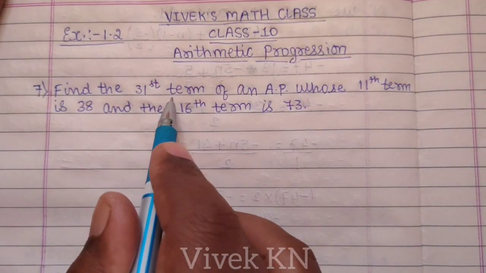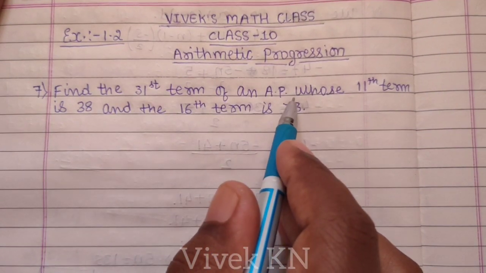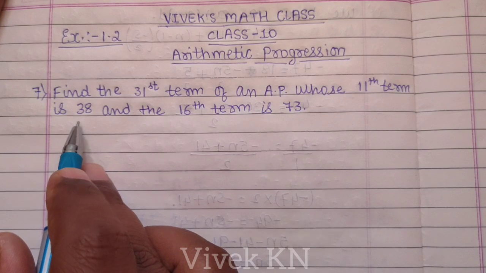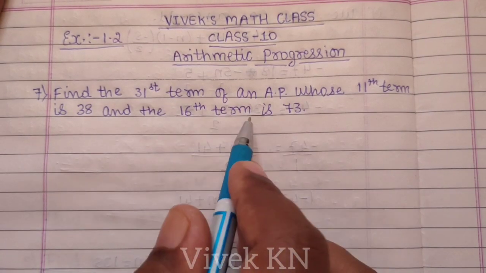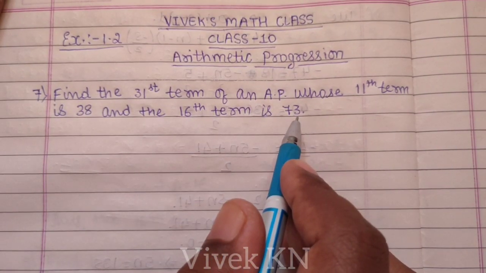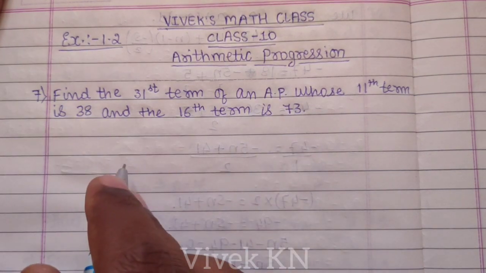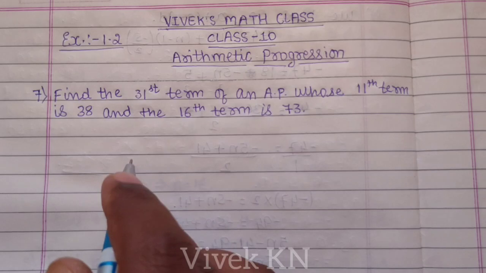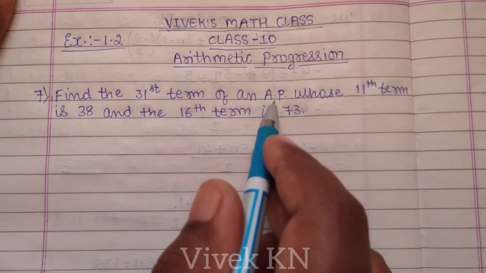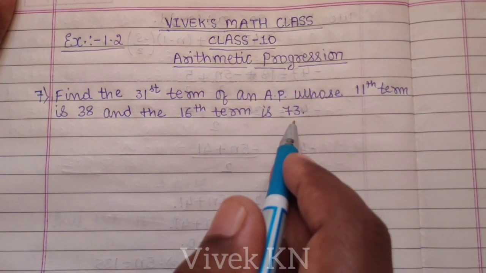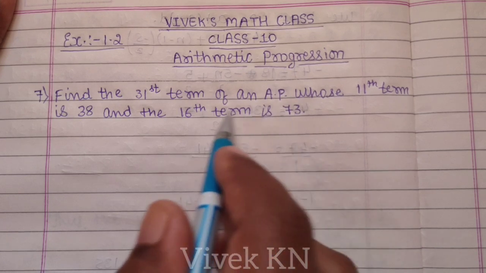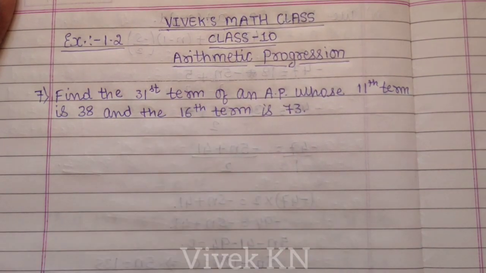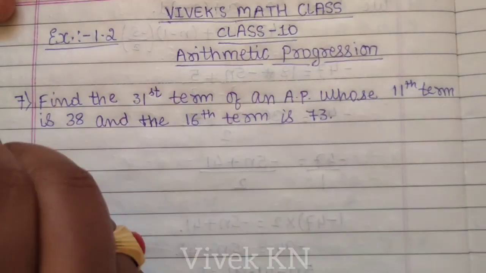Find the 31st term of an arithmetic progression whose 11th term is 38 and the 16th term is 73. Here in this question, the values of the 11th term and the 16th term of an arithmetic progression are given, and now we have to find the value of the 31st term. Solution.